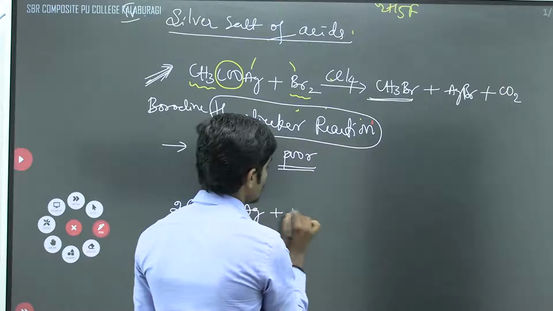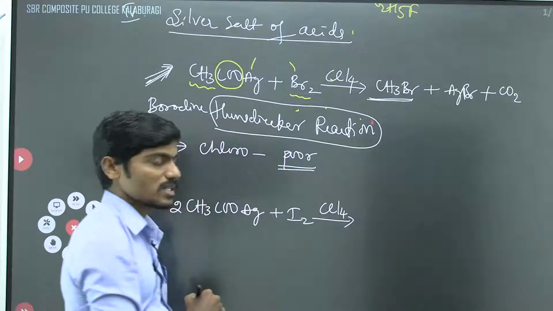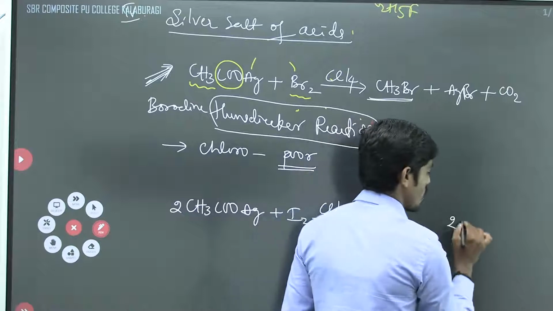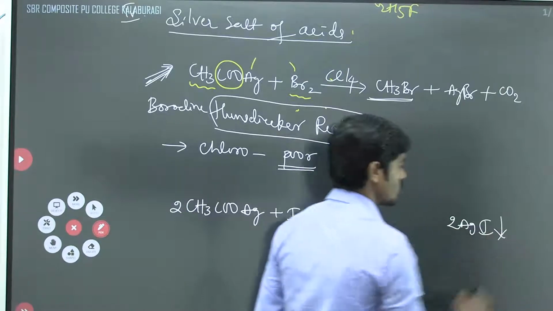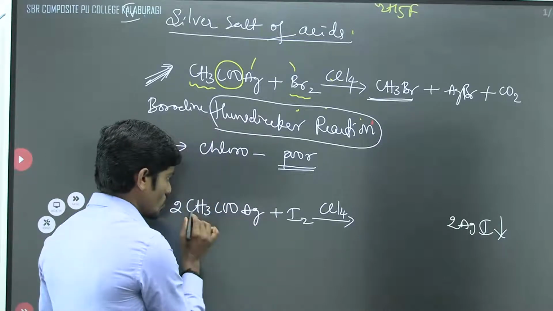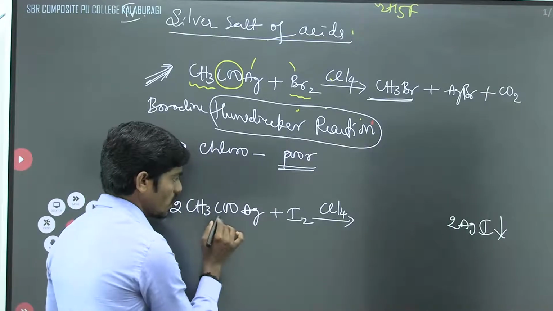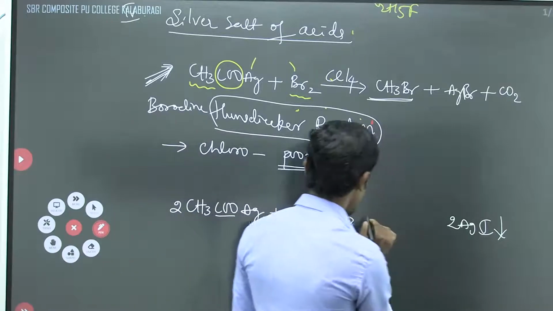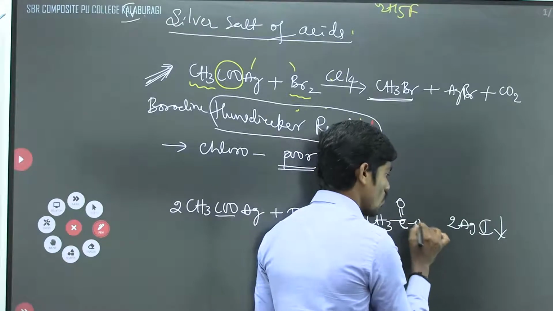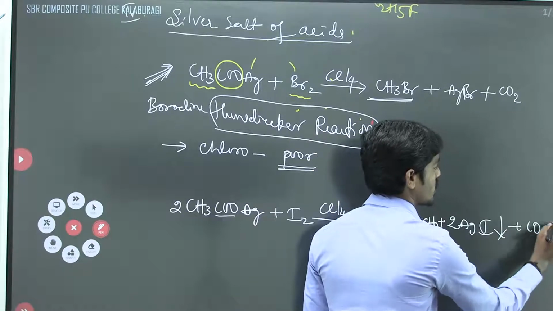CH3COOAg, when this is treated with iodine in the presence of CCl4, instead of alkyl halide, this gives rise to 2 AgI. Silver iodide is one product, AgI, which gets precipitated. And the remaining, 2 CH3COO, so 2 CH3 groups and 2 COO: one carbon dioxide will be eliminated, and the remaining product is CH3COOCH3, plus carbon dioxide gas.